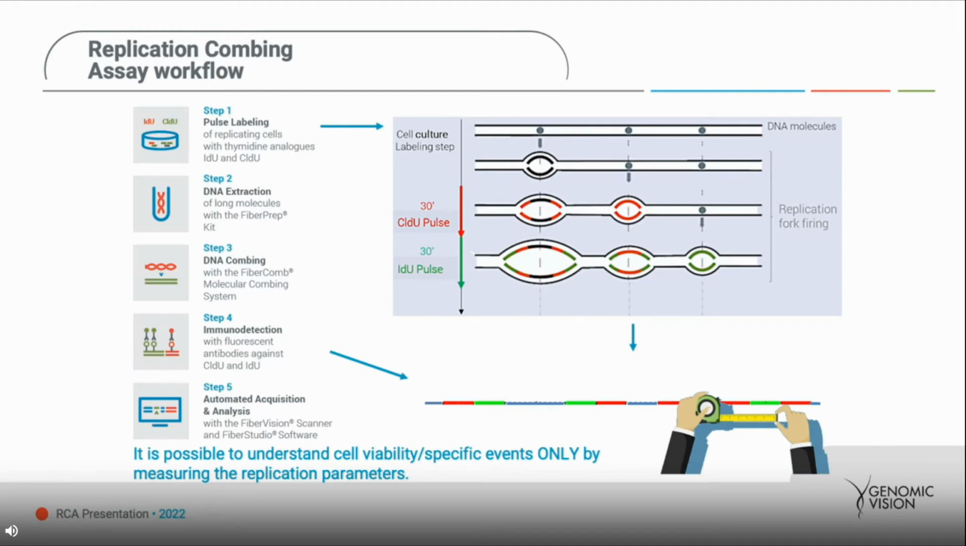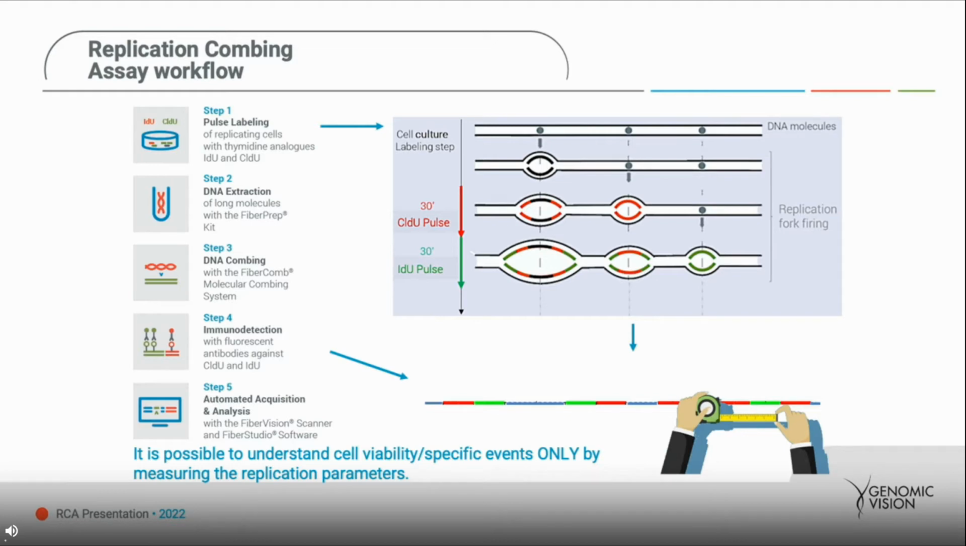So now this slide walks you through the different steps of the workflow using our replication combing assay in combination with molecular combing platform. During the first step, the DNA samples have to be treated with pulse labeling of replicating cells, enabling the incorporation of two thymidine analogs, which in this case are CldU and IdU, to have a chlorine or iodine that can be used for immunodetection and visualization later on.